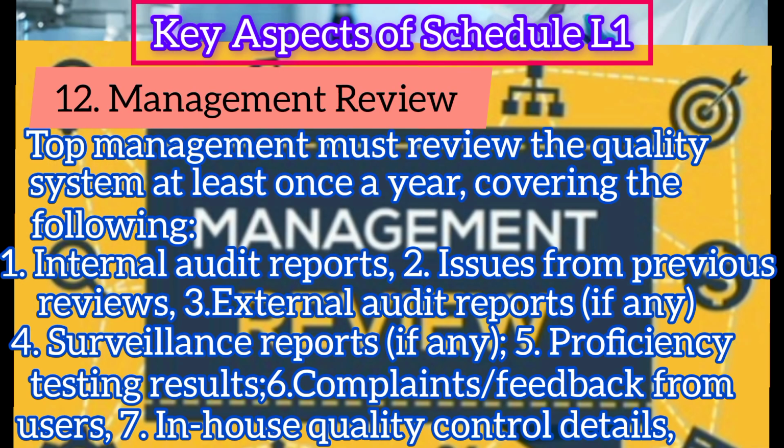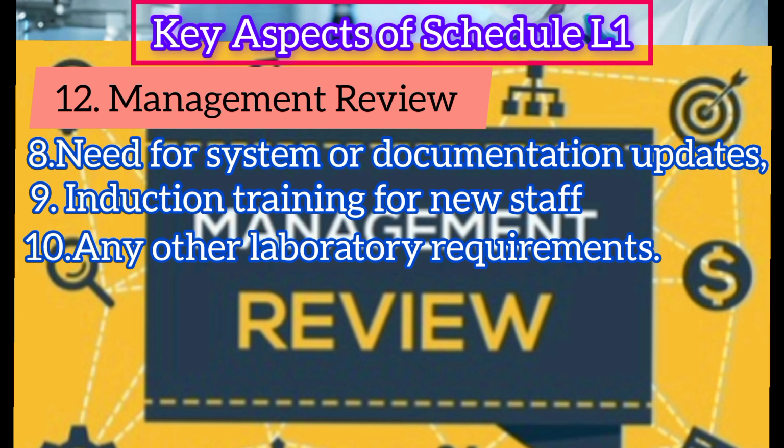12. Management review. Top management must review the quality system at least once a year, covering the following: 1. Internal audit reports. 2. Issues from previous reviews. 3. External audit reports, if any. 4. Surveillance reports, if any. 5. Proficiency testing results. 6. Complaints, feedback from users. 7. In-house quality control details. 8. Need for system or documentation updates. 9. Induction training for new staff. 10. Any other laboratory requirements.